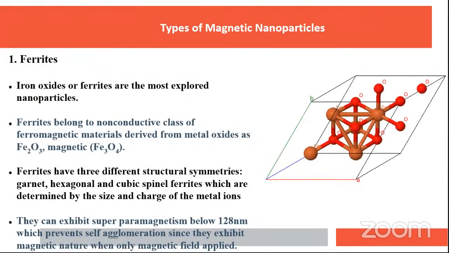Now the types of magnetic nanoparticles, mostly classified into different parts. One is the ferrites. The iron oxides or ferrites are the most exploited nanoparticles, and these ferrites belong to the class of ferromagnetic materials derived from metal oxides such as Fe2O3 or magnetite Fe3O4. This is the simple primitive cell structure of Fe3O4. Ferrites have three different structure symmetries: garnet, hexagonal, and cubic spinel ferrites, which are determined by the size and charge of the metal ions. They can exhibit superparamagnetism below 128 nanometers. Here, I would like to mention that the behavior of a magnetic nanoparticle is controlled by the size of the particle and the temperature. Next.